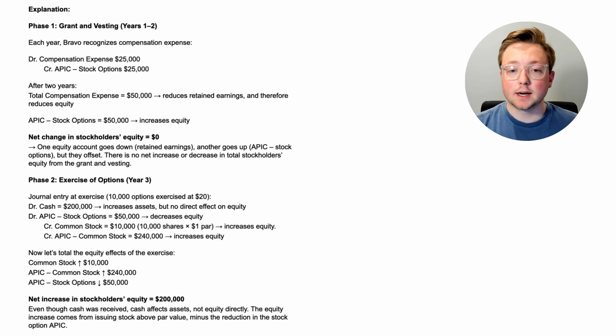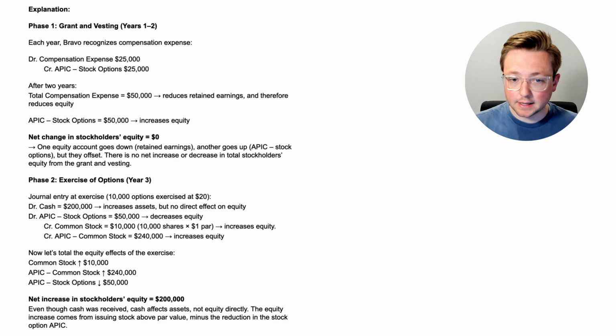Each year, Bravo recognized compensation expense, which we've been learning about in the other questions. They debit compensation expense. That makes sense. $25,000 each year. So $25,000 in year 1, $25,000 in year 2. And the opposite side of that is a credit to additional paid-in capital stock options. So each year, year 1 and 2, they're doing this journal entry. And so over the course of the 2 years, they have a total compensation expense of $50,000 and a total APIC stock options, or additional paid-in capital stock options, of $50,000.